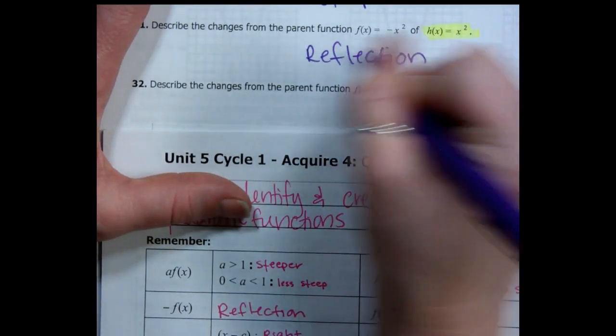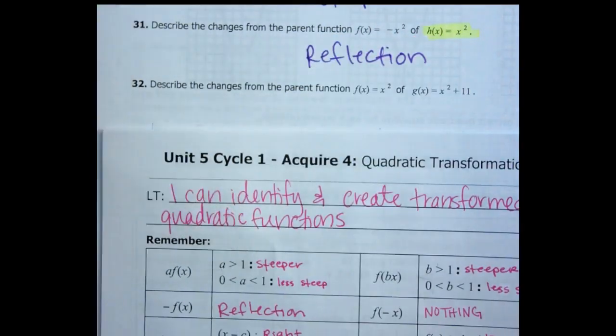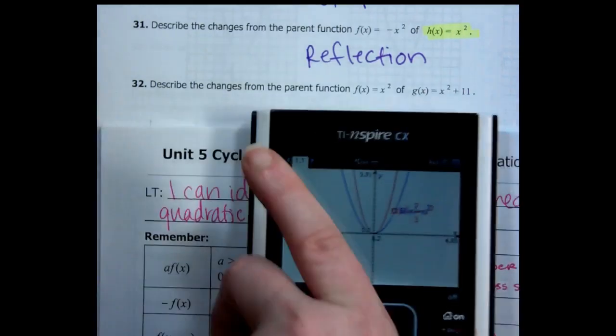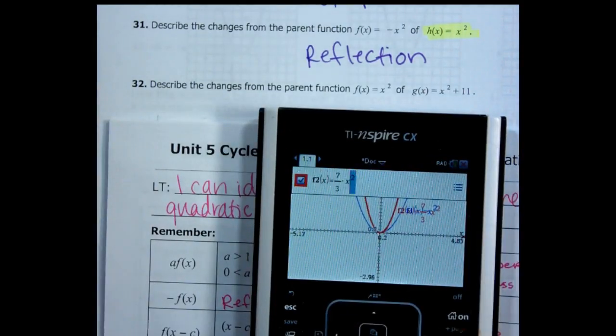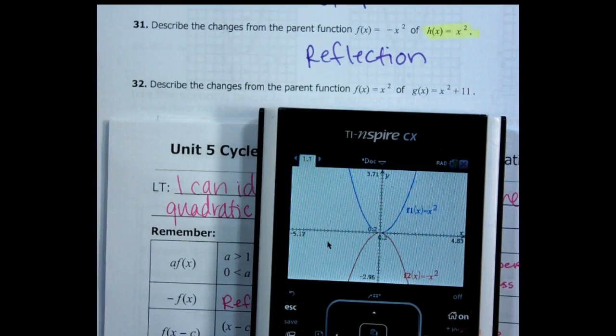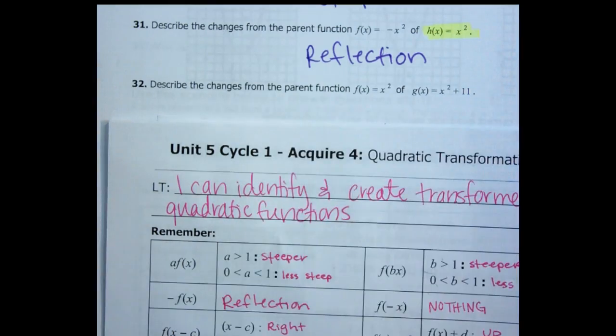This one is a reflection. I could also graph that if I wanted to see it. So I would type negative x squared. And I would get the perfect reflection. Not wider, not more narrow, not steeper, not less steep. Exactly perfect reflection.